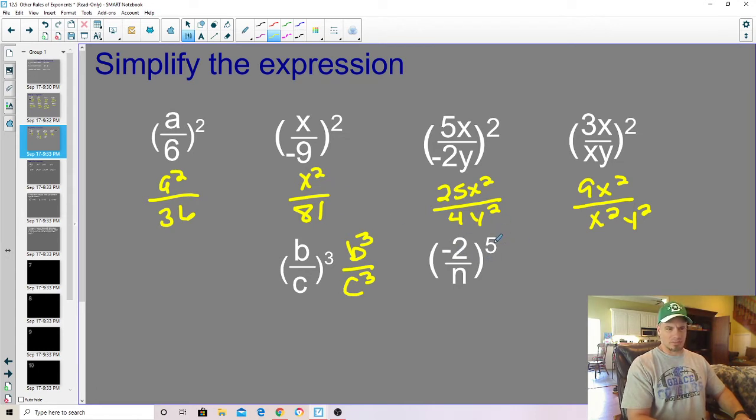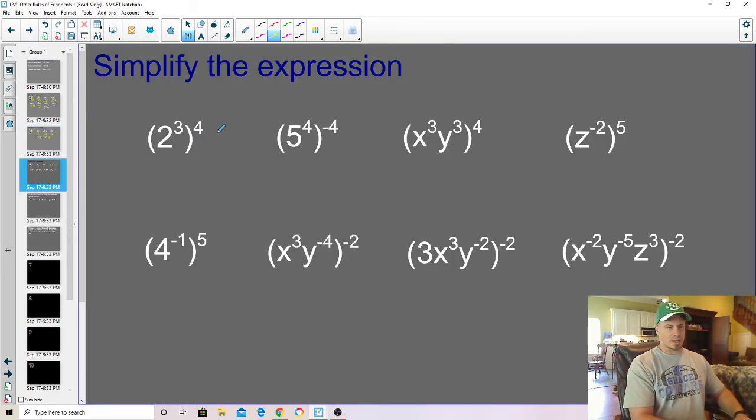Well, that's an odd number exponent. We have a negative, so it's going to stay negative. 2 to the fifth, I think we said a while ago, was 32. So it's negative 32 on top and n to the fifth on the bottom. And we're good. Now, these are not negative exponents. These are negative numbers. Remember, with negative exponents, we move to the bottom. Negative numbers, we don't mess with. So it's just negative 32 over n to the fifth. Okay, next slide.